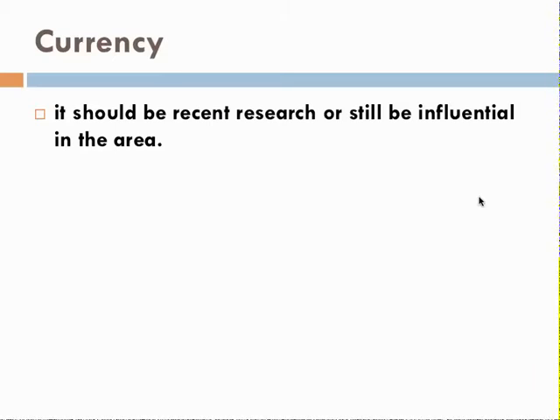It's probably a seminal piece, and you can use it. But what you don't want to do is be lazy and have these really old sources that aren't good. And so looking at other bibliographies can help you know whether or not they're still important.